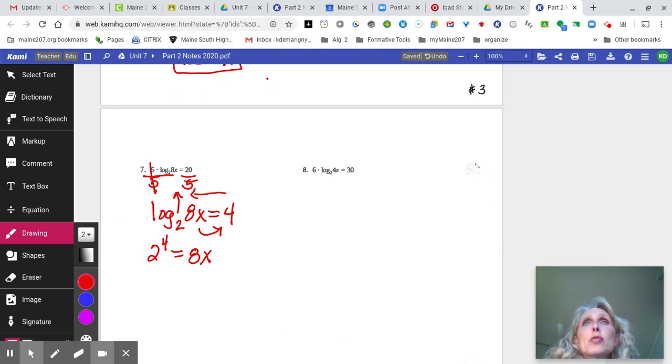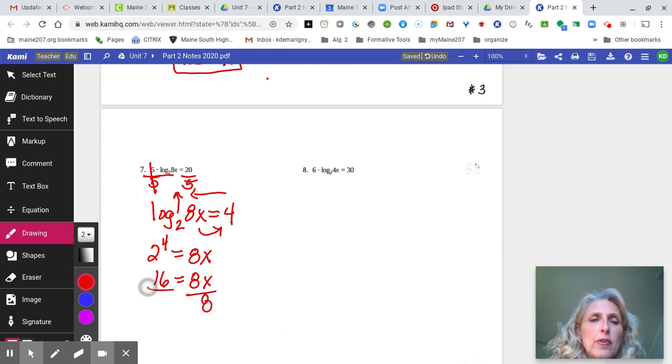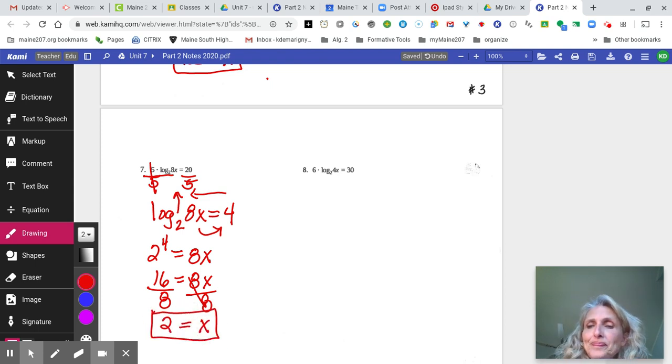Well, I need to know what 2 to the 4th is. So 2 times 2 is 4, times 2 is 8, times 2 is 16. So this is 16 is equal to 8x. And then in order to solve it for x, I'm going to divide both sides by 8. And so x is equal to 2.